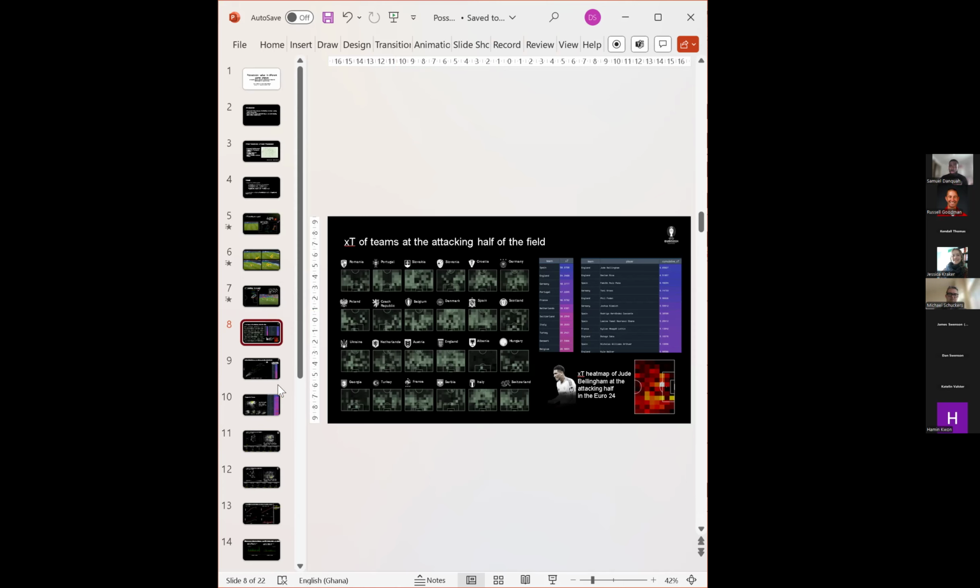And Jude Bellingham was one of the top players who had a huge influence on the game with regards to expected threat. He was penetrating into the defense and laying in passes that were ending up in threatening zones that were likely to result in a goal.